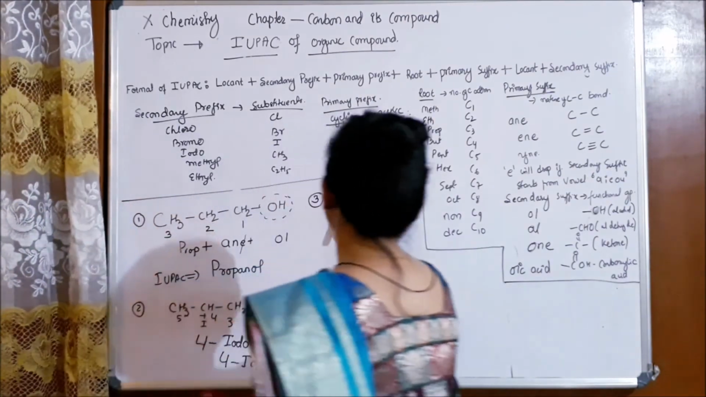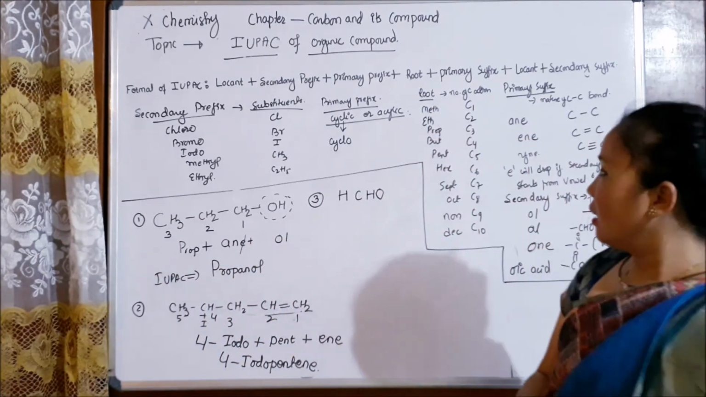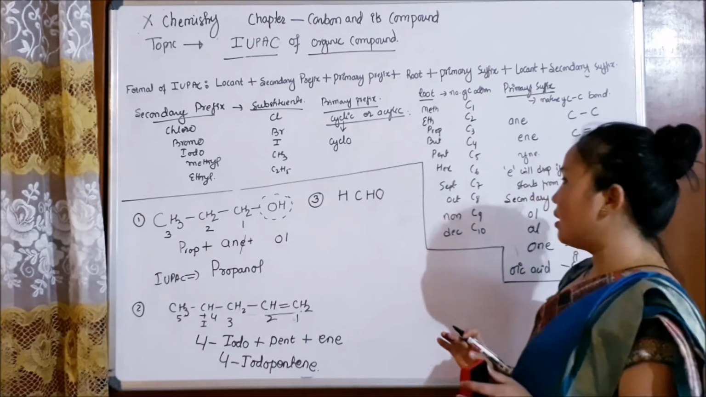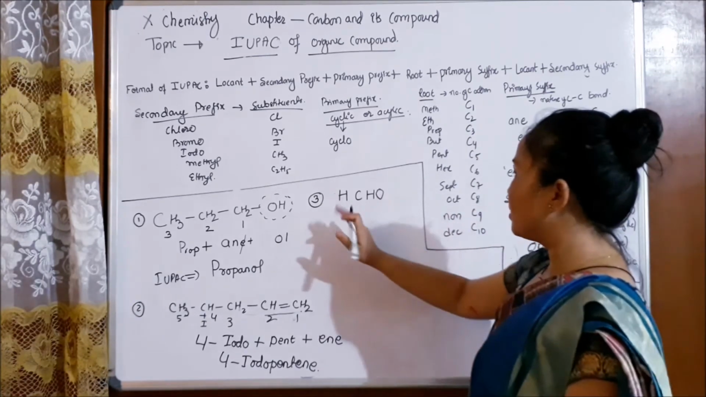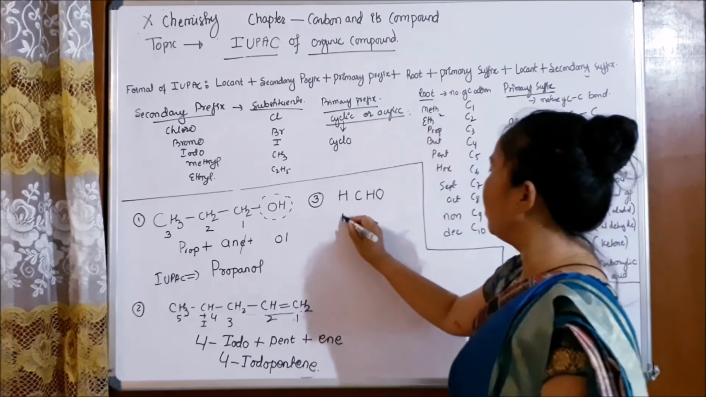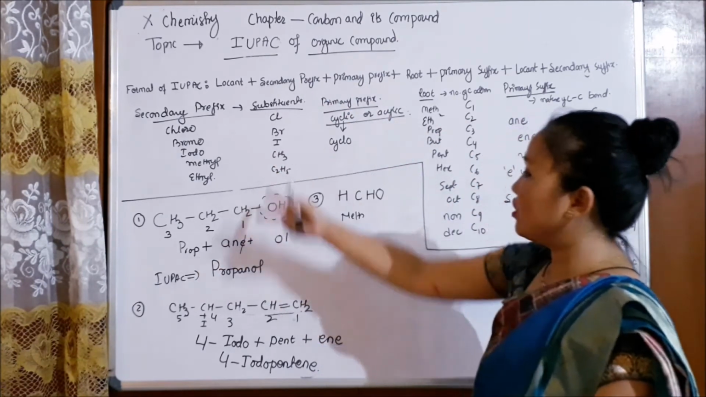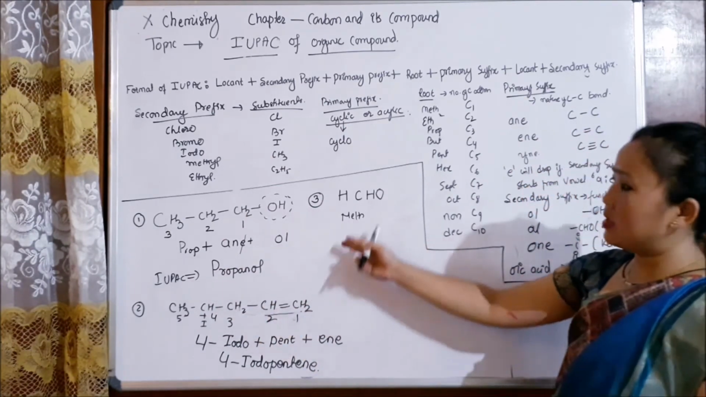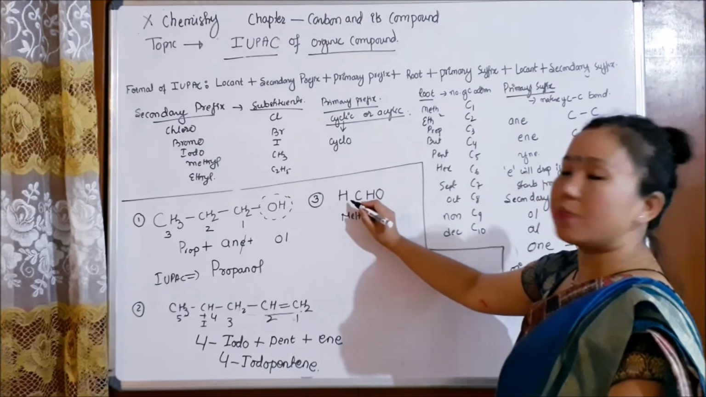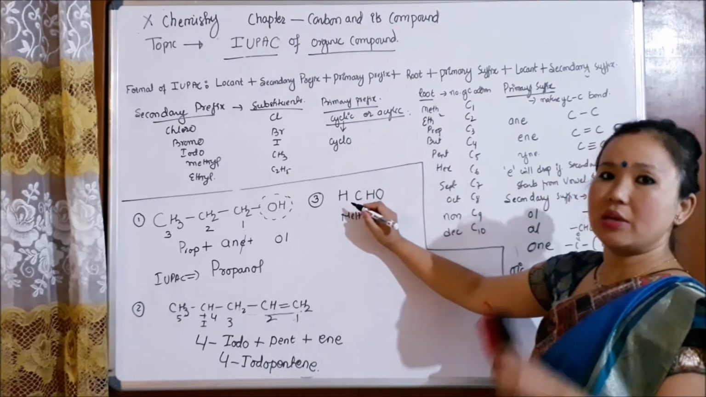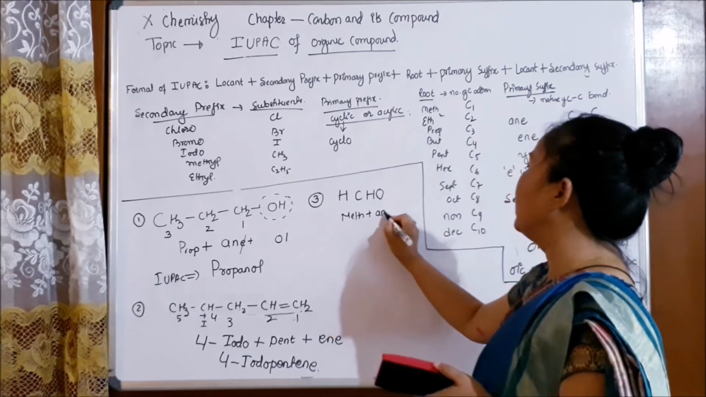Now the third one, HCHO. Only one carbon chain is there and the functional group is CHO. One carbon means meth, so the root is meth. There is no prefix, no secondary, no primary. So meth. This is a single bond; if there is only one carbon, there can be no double bond or triple bond. So directly write an.